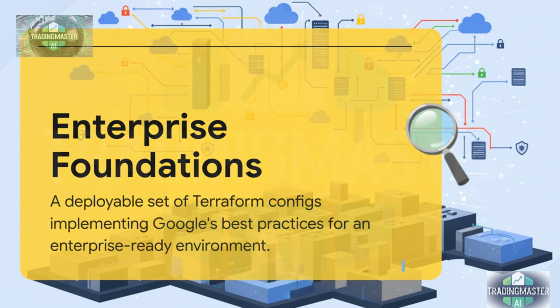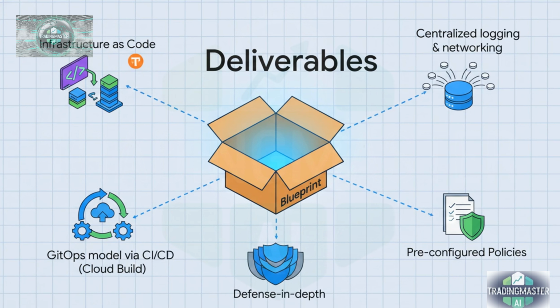And this is the Enterprise Foundations Blueprint. You can think of this as a prefabricated, reinforced foundation. It's a very specific implementation of a landing zone, using deployable Terraform code that literally writes Google's best practices into your environment. It lets you accelerate a secure, enterprise-grade deployment like you wouldn't believe. So the real magic is what you get right out of the box. Your entire foundation is defined as code. All your changes are managed through a GitOps model, so they're repeatable and auditable. You get centralized logging and networking, pre-configured security policies that stop risky configurations before they happen, and a defense-in-depth security model baked in from the very start.